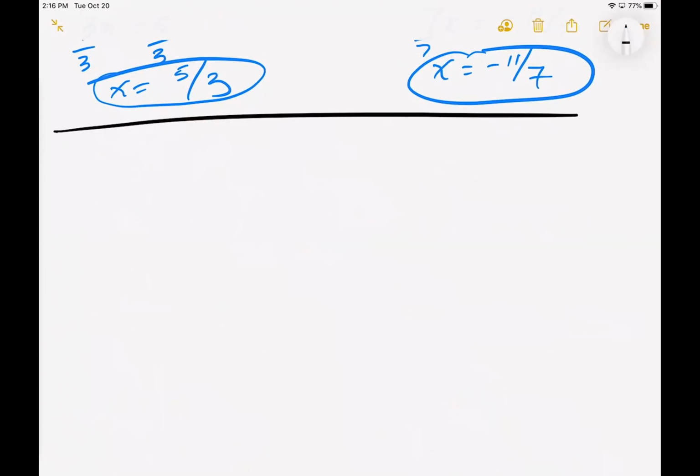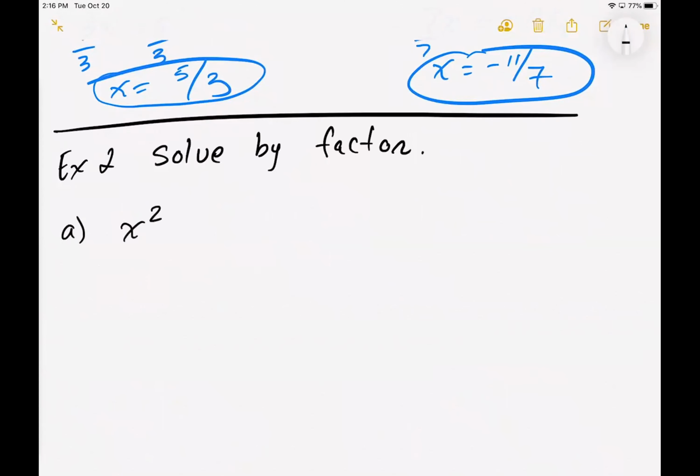So let's say example 2, and they will ask you to solve by factoring. So this, ladies and gentlemen, is your problem. This is our goal for today. Our goal for today is how can we solve this particular problem?